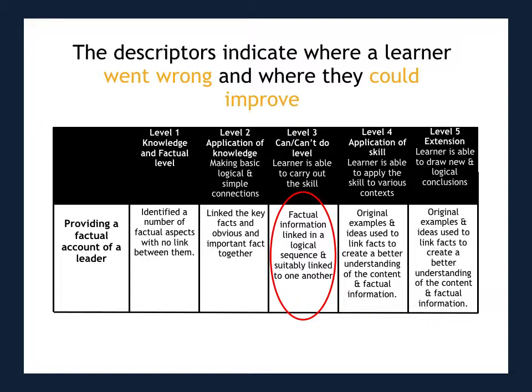Now have a look at level 5, which is extension. Here, the difference between level 3 and level 5 is they can obviously achieve level 3 and what's required, but they can also take original examples and ideas used, and they link facts to create a better understanding of the content and factual information. Do you see the difference between those two levels? And it's very important that each level is different. Level 1, on the other hand, is they can identify a number of factual aspects, but there's no link between them. So here the learner's just literally written down a whole lot of facts.